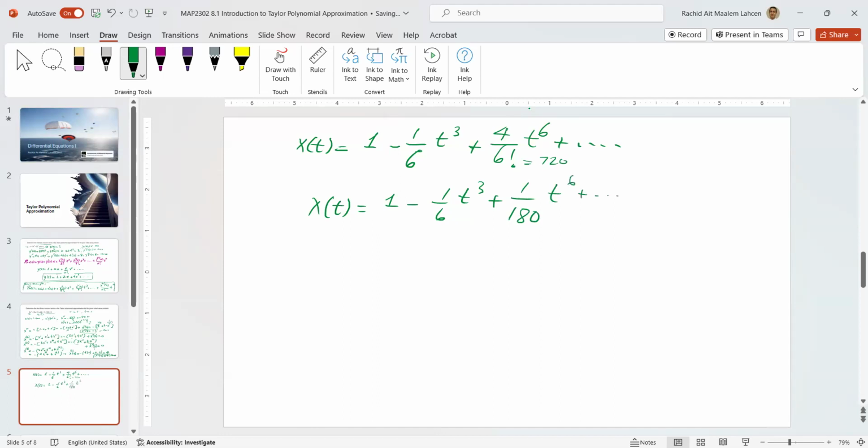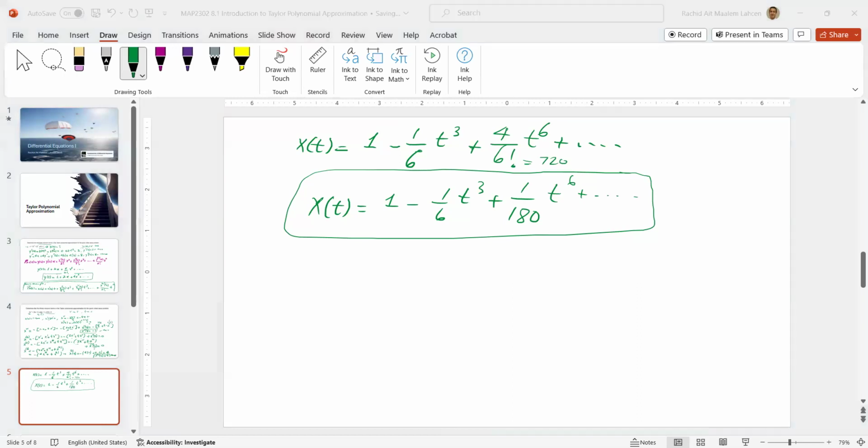t to the sixth. You can see it's a little bit involved, but it's still a nice, different way. It's a practical way, which can also be programmed, of approximating the solution of this differential equation using Taylor polynomial approximation. And that's the method in this introduction. Thank you.